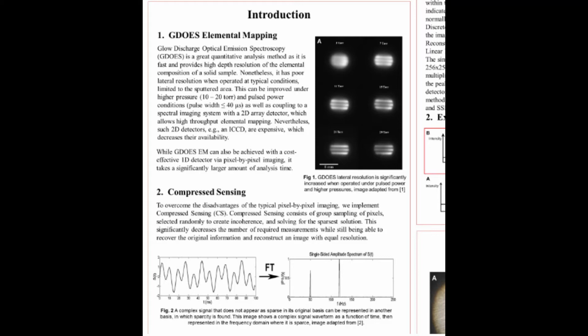Compressed sensing consists of group sampling of random pixels, selected randomly to create incoherence, and solving for the sparsest solution. As shown in Figure 2, a complex signal first plotted as a function of time can be plotted in the frequency domain, in which we can find sparsity. By doing group sampling, we decrease the number of required measurements while still being able to reconstruct an image with equal resolution. Therefore, applying this concept to a 1D detection system can be very beneficial.